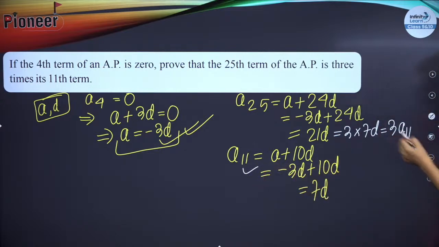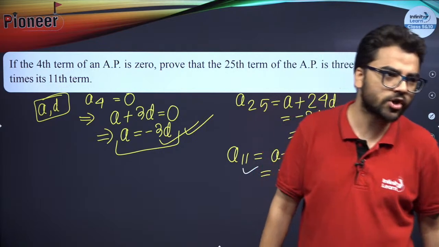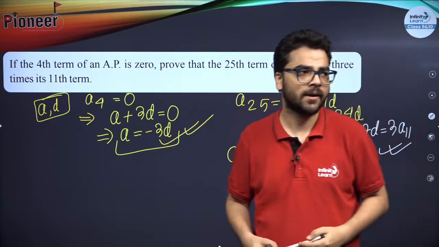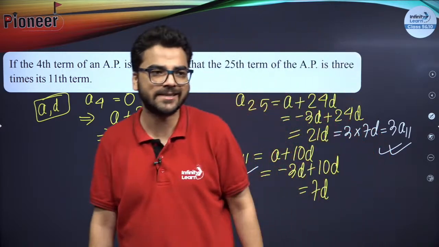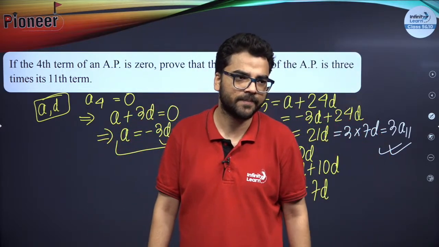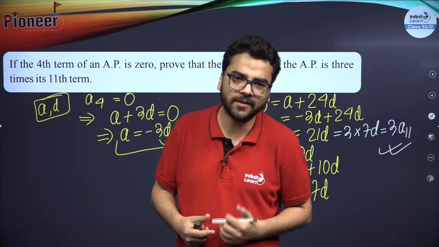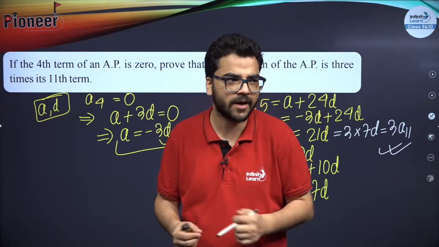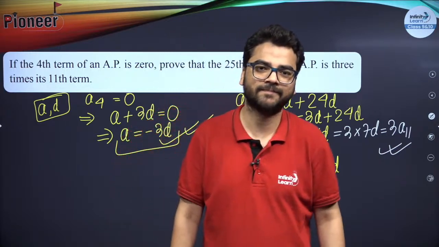So have we proved that the 25th term of this AP is 3 times the 11th term? Is it clear, Kancharia, Ayusha, Umesh, Ashish? It's a direct question on the basis of the formula to find the nth term of an AP, that is A plus n minus 1 into D. I hope this is clear to every student in this session.